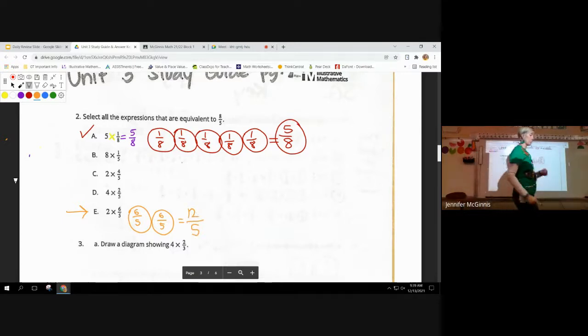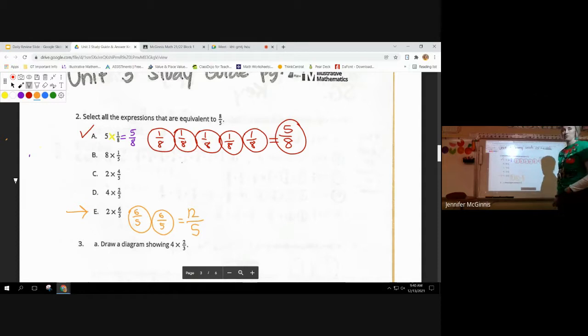2 times 6 is 12. And our numerator stays the same because we're not changing the size of the piece. You guys feel okay about number 2? Yeah. Move on to number 3? Yeah.